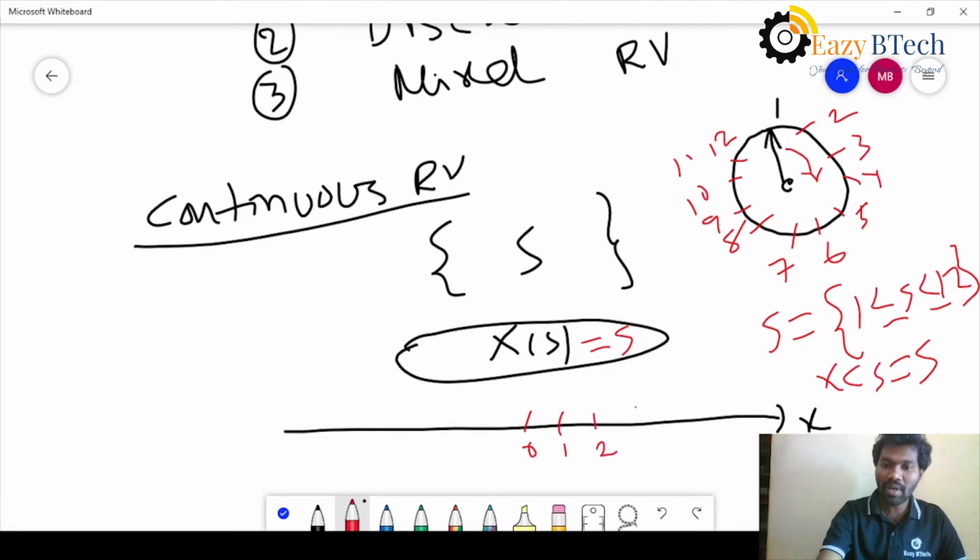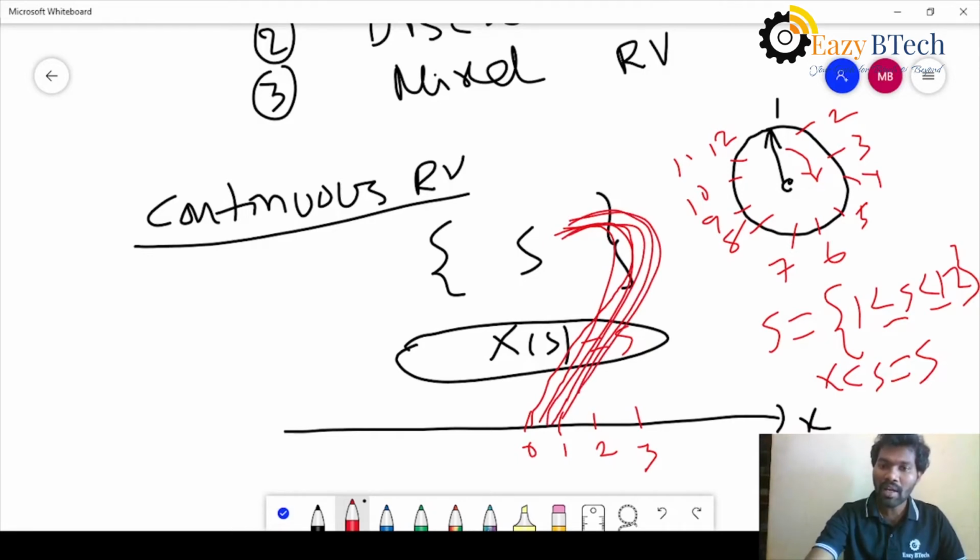Now what I have to do is map all the values of s into the real axis. So that means your shape will come like this, and every point in your sample space maps to a point on your real axis. It extends until infinity. That means every point on your sample space is mapped here, and we can say that the values are continuous.